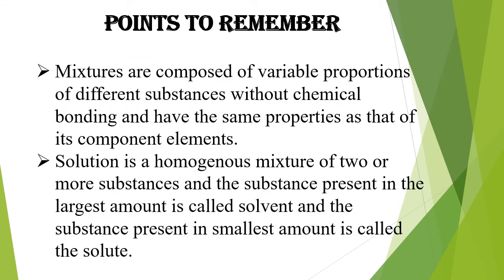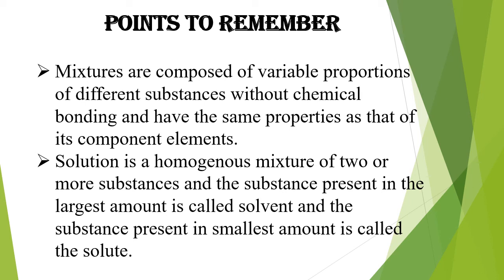So, points to remember: mixtures are composed of variable proportions of different substances without chemical bonding, and the substances keep the same properties as their components. As we have already explained in the previous slides, a mixture can be homogeneous or heterogeneous. A homogeneous mixture cannot be identified separately, like a salt in water solution, and a heterogeneous mixture can be identified separately, like a sugar and sand mixture.